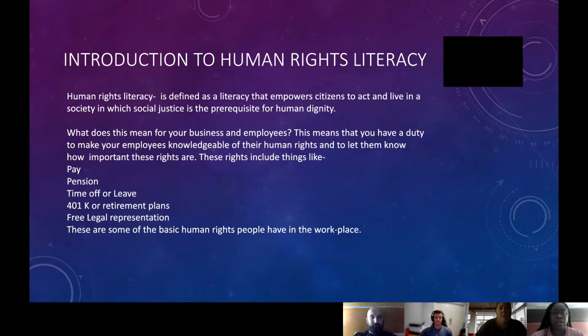Human rights literacy is defined as a literacy that empowers citizens to act and live in a society in which social justice is the prerequisite for human dignity. What does this mean for your business or employees?